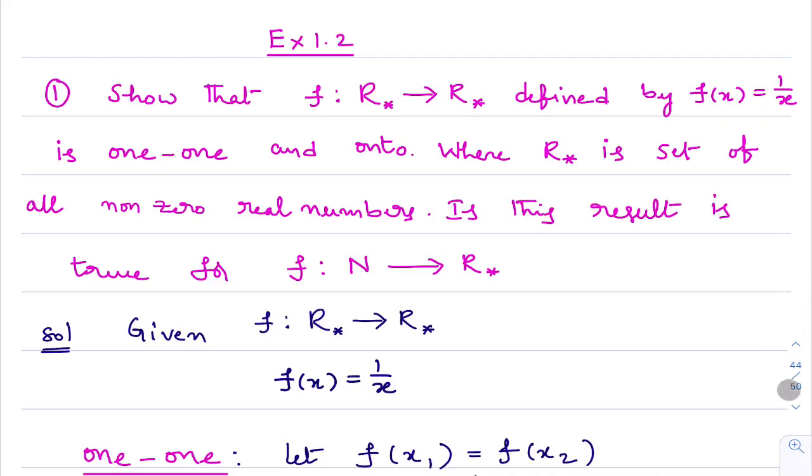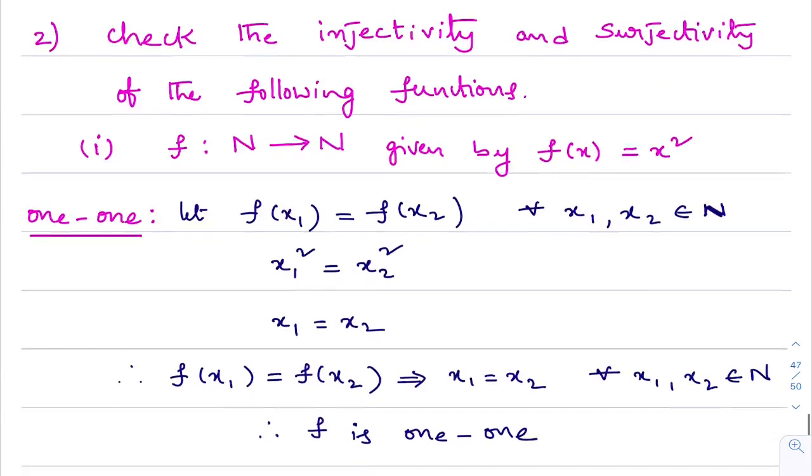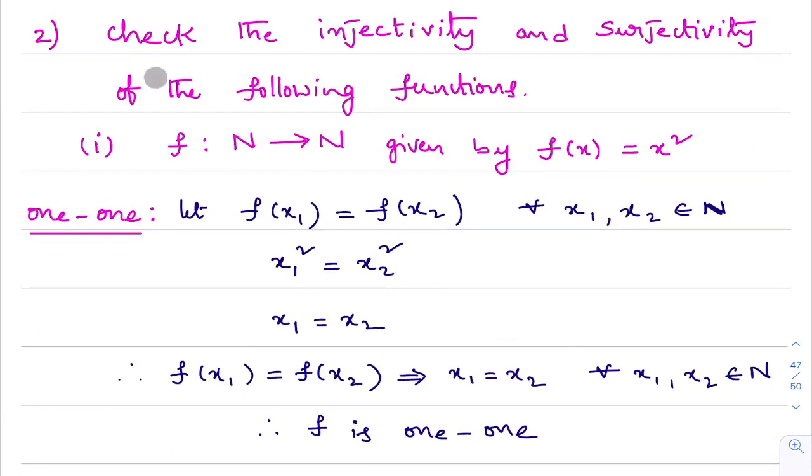Now, we'll see what the second question is. The question is given like this. Check the injectivity and surjectivity of the following functions. Total 5 bits are there. This is the first bit. Injectivity, surjectivity. In last class, we learned one-one function is also known as injective function. Onto function is also known as surjective function. They are asking you to check one-one function, onto function for the given problem, right?